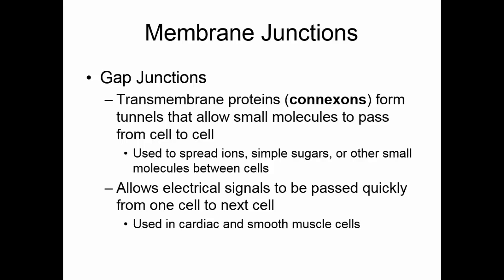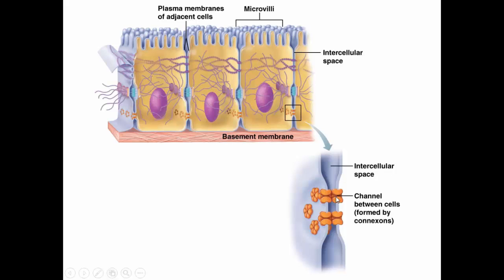We see this in cells where we have to have rapid communication. Cardiac muscle cells and smooth muscle cells, for example, use gap junctions in order to conduct the electrical signal that makes them contract. And here you see gap junctions, the channels that will allow the molecules to move from cell to cell. When the cells of a tissue need to all work together spontaneously, we will see gap junctions between the cells.